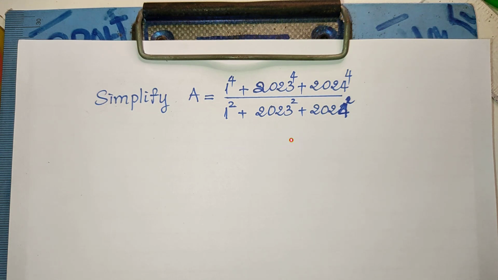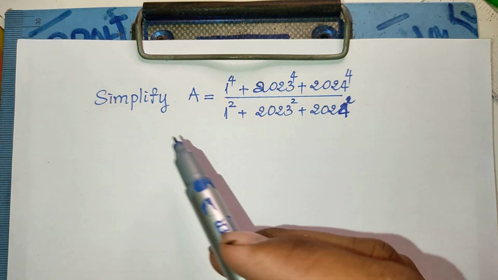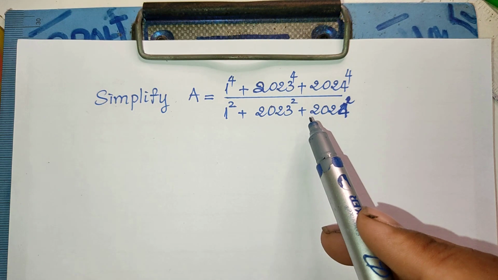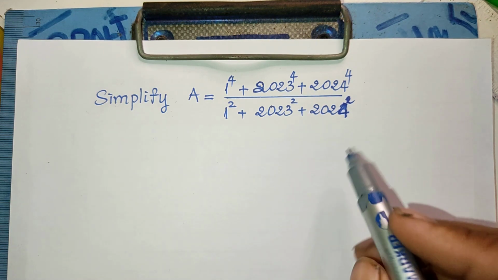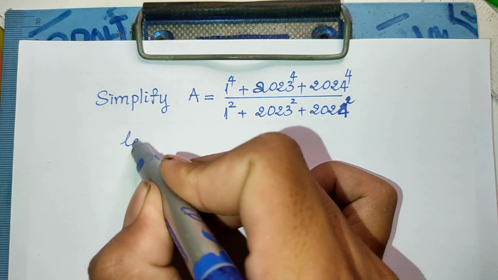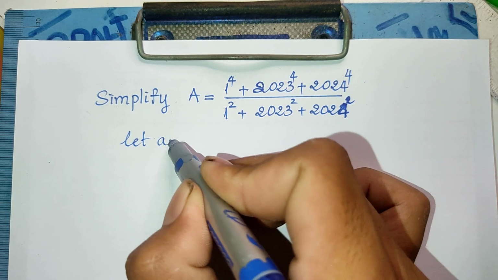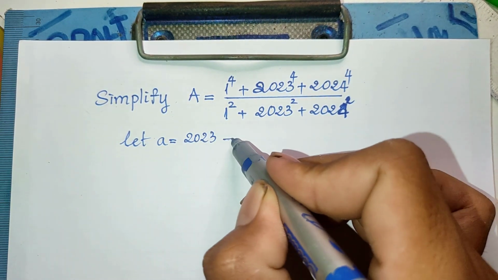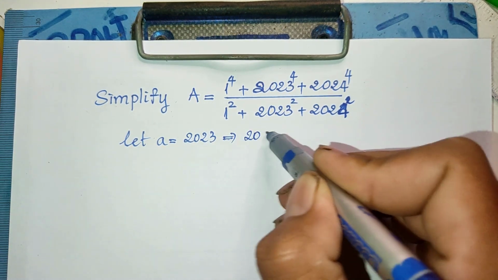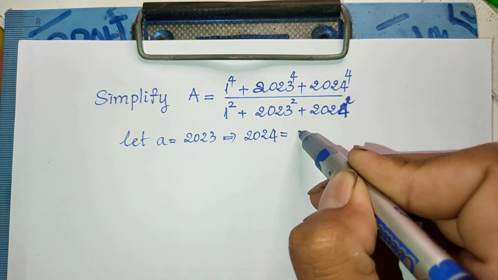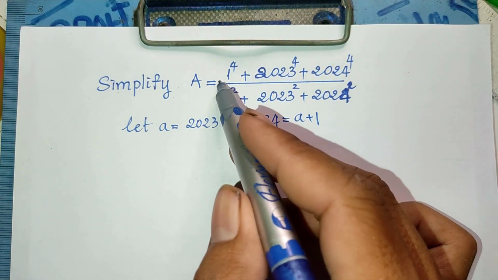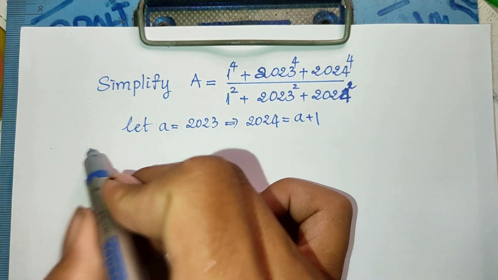Okay, now we go to the solution together. To simplify this expression, we must replace it with one variable. Now I let a equal 2023. And so now we get 2024 is equal to a plus 1. So now we get the expression A, we can write it.